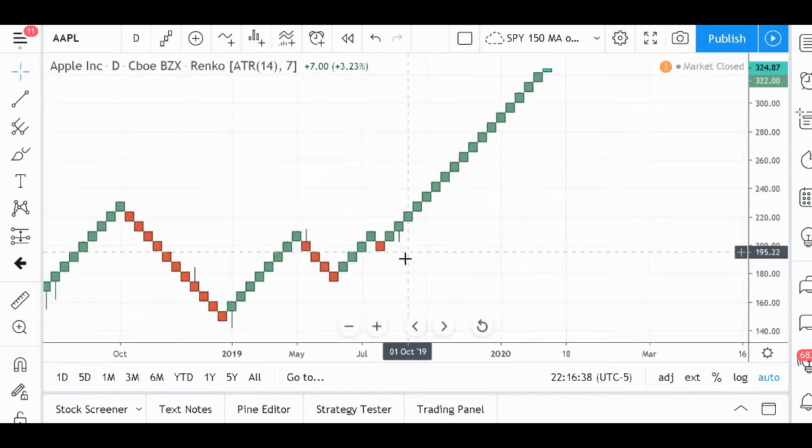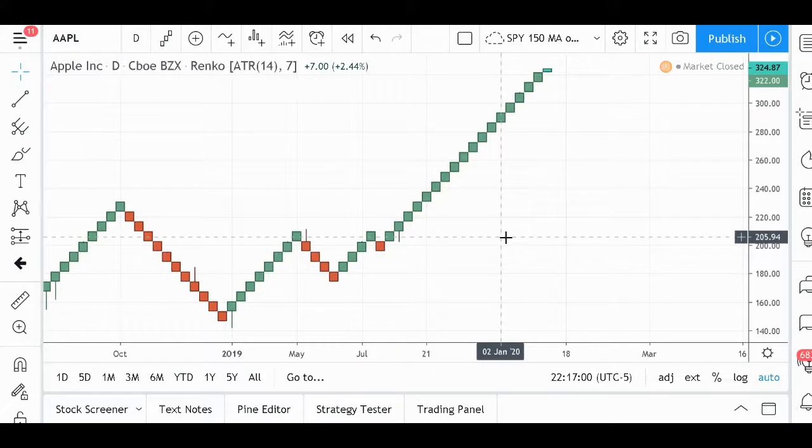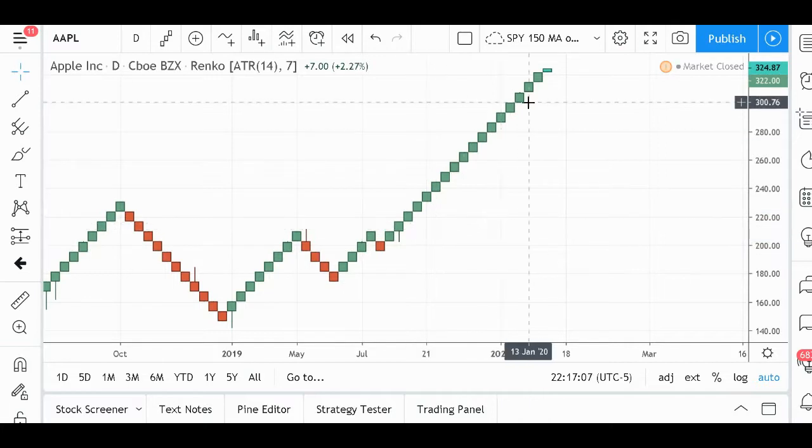Let's say you decided, okay, I'm not going to get out of my position as long as the Renko bars are green. Green, it's very simple. Green means go, like traffic lights, right? Green means go, red means stop. Now that's a very simple system. It might not be the best one, and you might be able to do better than this using other things than just the colors.